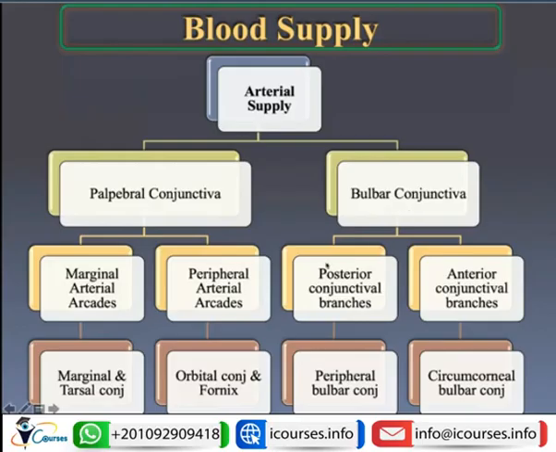So, again, palpebral conjunctiva will be supplied by the marginal arcades and the peripheral arcades, while the bulbar conjunctiva will be supplied by posterior conjunctival branches, which come from the arcades, and anterior conjunctival branches, which come from the anterior ciliary arteries. Posterior conjunctival artery will supply the posterior conjunctiva, which is the peripheral bulbar conjunctiva, while the anterior conjunctival branches will supply the anterior conjunctiva, which is the conjunctiva around the limbus.